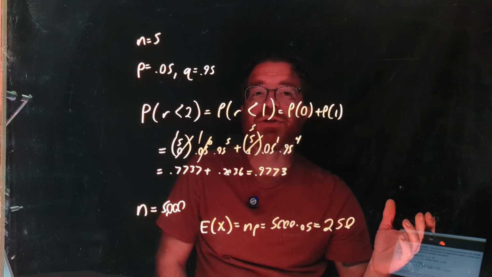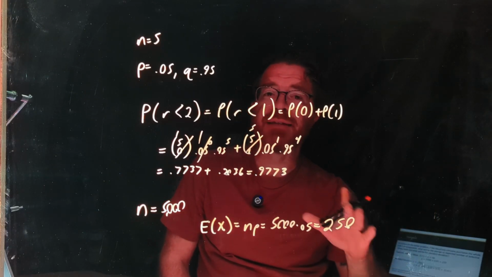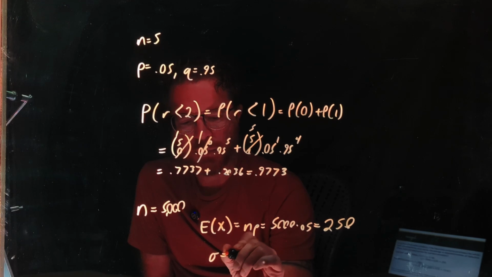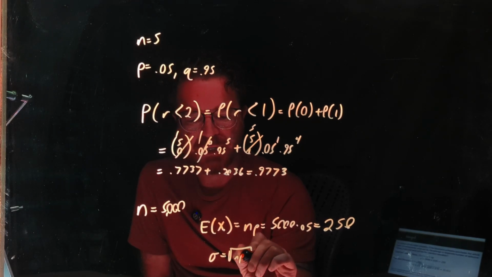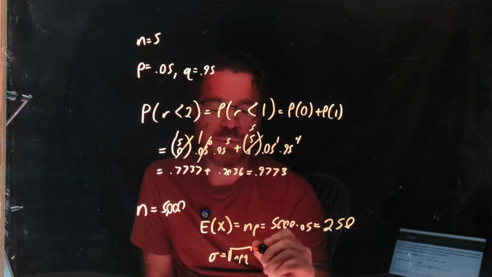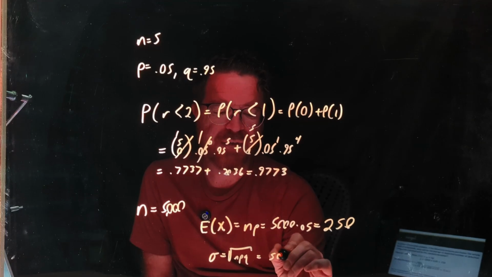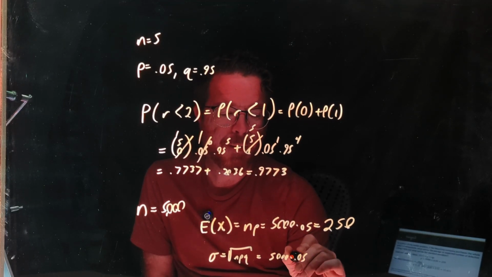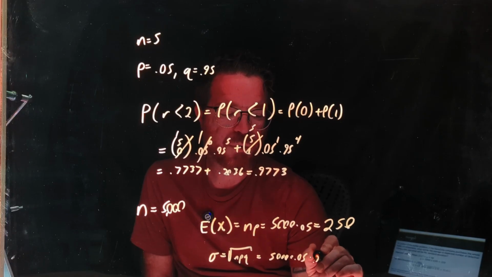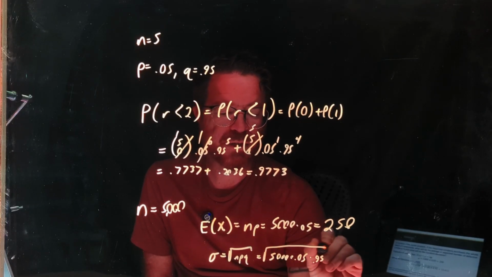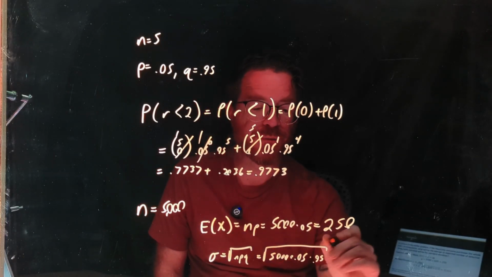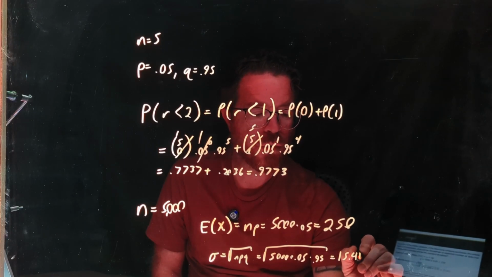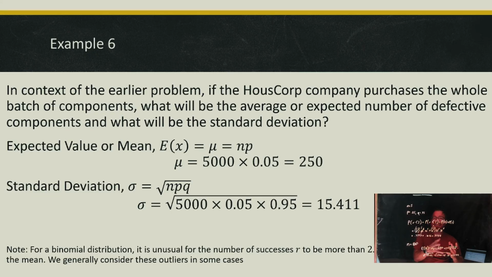What about our standard deviation? Well, if you remember, variance is N times P times Q. Standard deviation is sigma equals the square root of N times P times Q. So we just plug those values in. We have an N of 5,000, a P of 0.05, and a Q of 0.95. We take the square root of all of those multiplied by each other, which means we get 15.411.